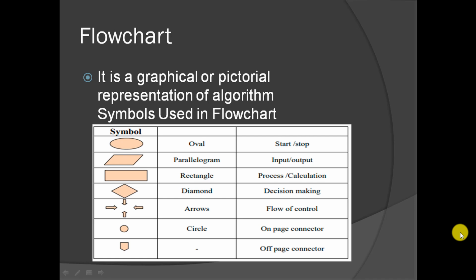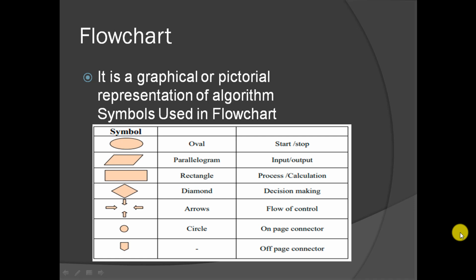The off-page connector is a little bit different. If you are using flowcharts on two different pages, and you want to connect these two flowcharts at a single point, we can use the off-page connector, which is the reverse pentagon. These are rarely used in flowcharts, but if the algorithm is too big and one page is not enough to represent it in a flowchart, then we can use these two connectors. That is the meaning of on-page connector and off-page connector.